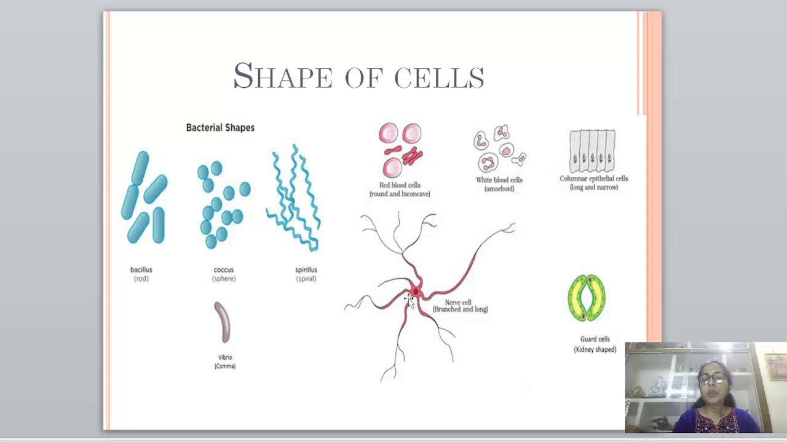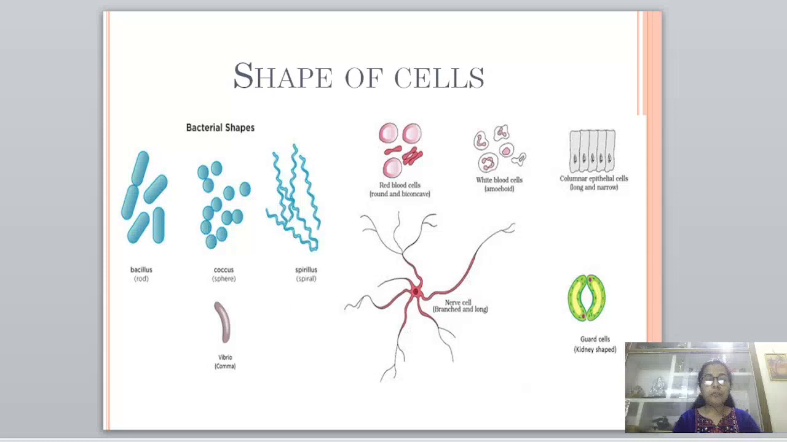Now, in humans also, we have different shapes of cells. You can see here RBC, which is round and biconcave. This is round and this is biconcave. The nerve cells are branched and really long cells. You can see how many branches there are here, and this is pretty long. So this is a nerve cell. You can see the white blood cell, which is in the shape of an amoeba, so it is called amoeboid. Here is the columnar epithelial cell, which is long and narrow. Now here are guard cells, which you can see in stomatal pores. This is kidney shaped. So these are the different shapes of cells present in different organisms.